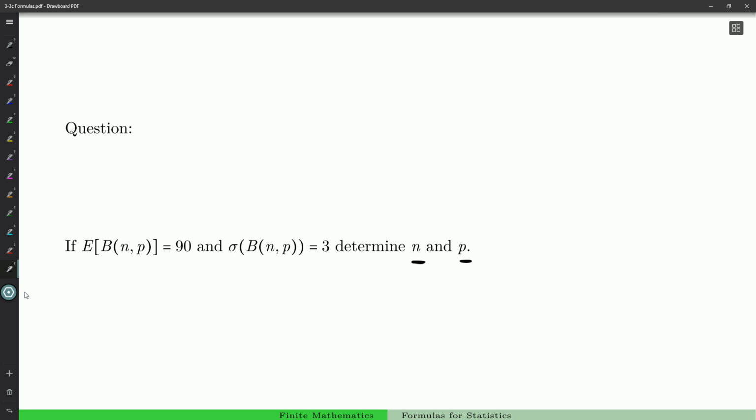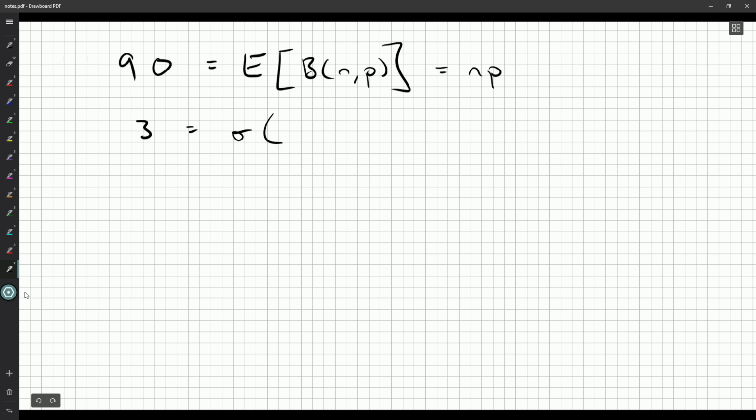Well, we know there are formulas for expected value, variance, and standard deviation of binomial random variables. So we might try and use those, and those formulas involve the n and the p. So expected value is always just n times p. And standard deviation for B(n,p) is the square root of n times p times 1 minus p.